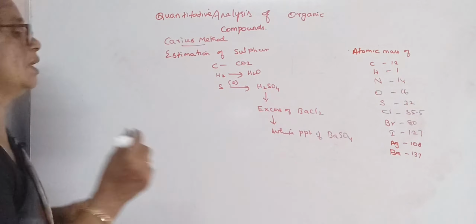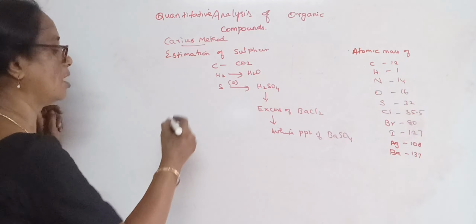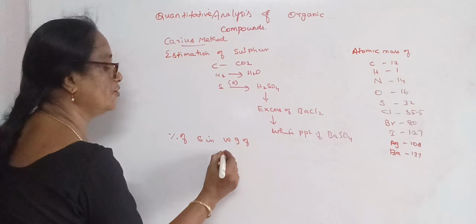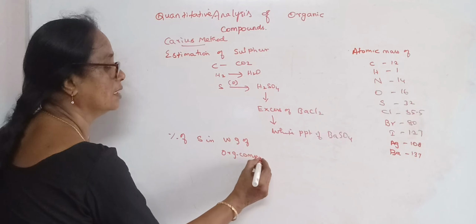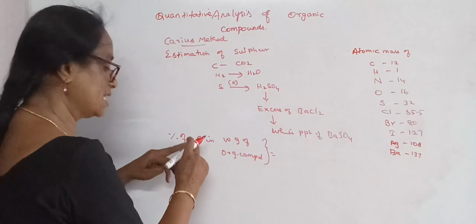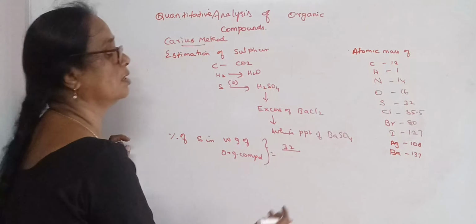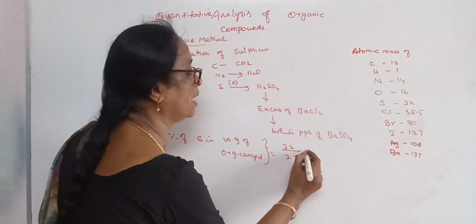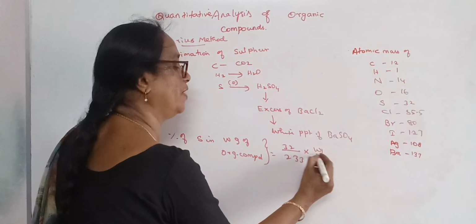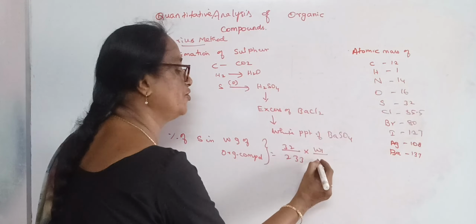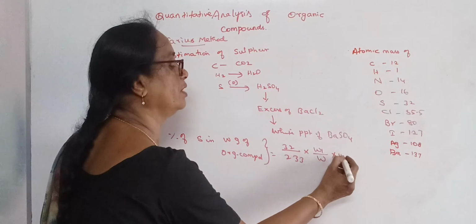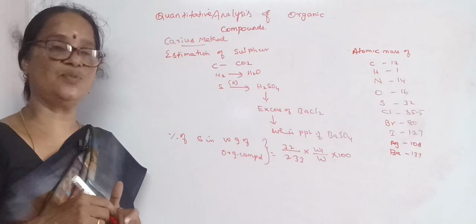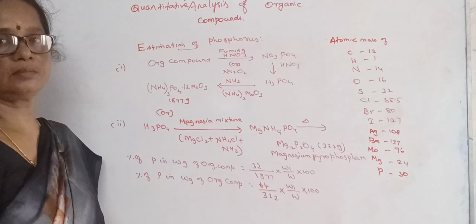So, let us find out the percentage of sulphur in a given organic compound. Therefore, the percentage of sulphur in W gram of organic compound is given by: the sulphur atomic mass is 32, barium sulfate's entire molar mass is 233. Let the mass of barium sulfate be W1 gram, which is obtained from W gram of organic compound, into 100. So, this is how the percentage of sulphur is estimated by Carius method.